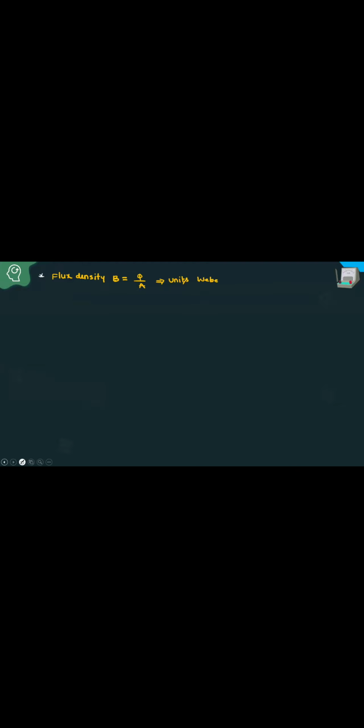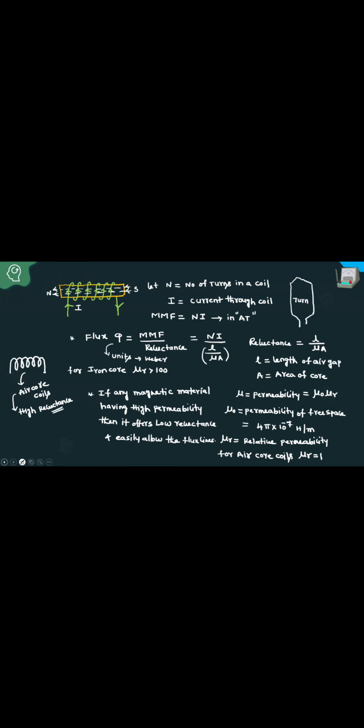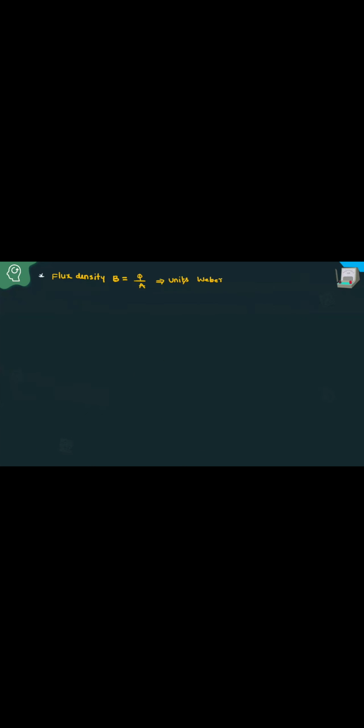Units are Weber per meter square, or 1 Weber per meter square equal to Tesla. That is B equal to phi by A. Then phi equal to B dot A. Yeah, this is the formula for flux.